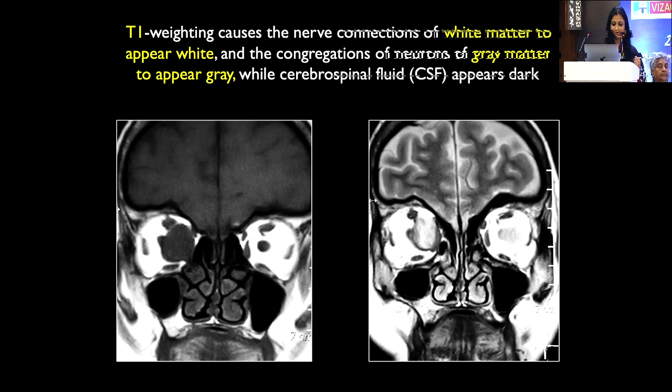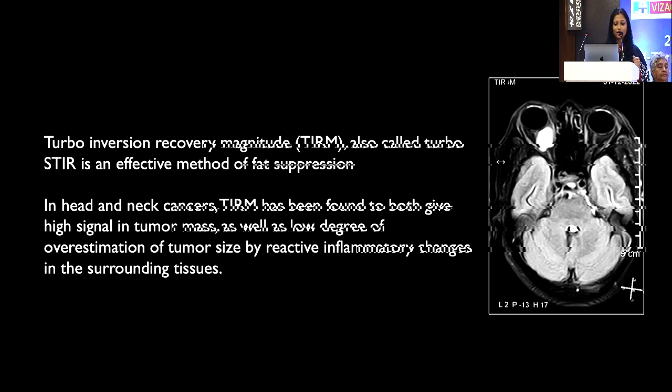So this, it's easy to remember. T1 weighting causes the nerve connections of white matter to appear white and congregations of neurons of gray matter to appear gray. So first picture is T1, second picture is T2. Another thing, you can see it's written TIR/M at the left corner of this orbital MRI picture.